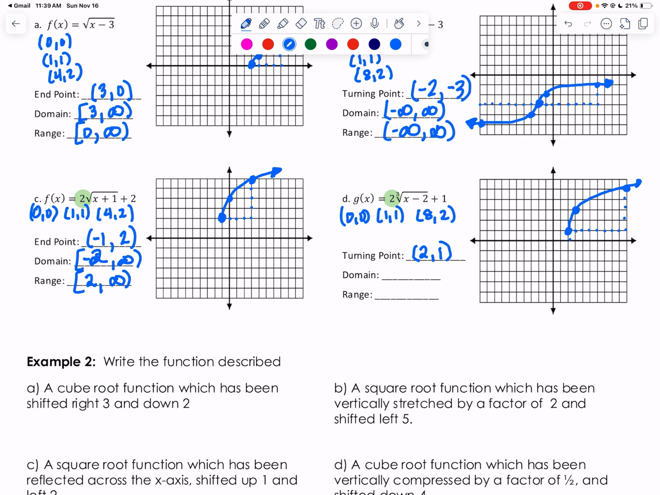And then we're going to have down 1, left 1, down 2. And left 8. 1, 2, 3, 4, 5, 6, 7, 8. 1, 2, 3, 4. Something like this. So we have a vertical stretch by a factor of 2. Again, our domain is negative infinity to positive infinity, or all real numbers.